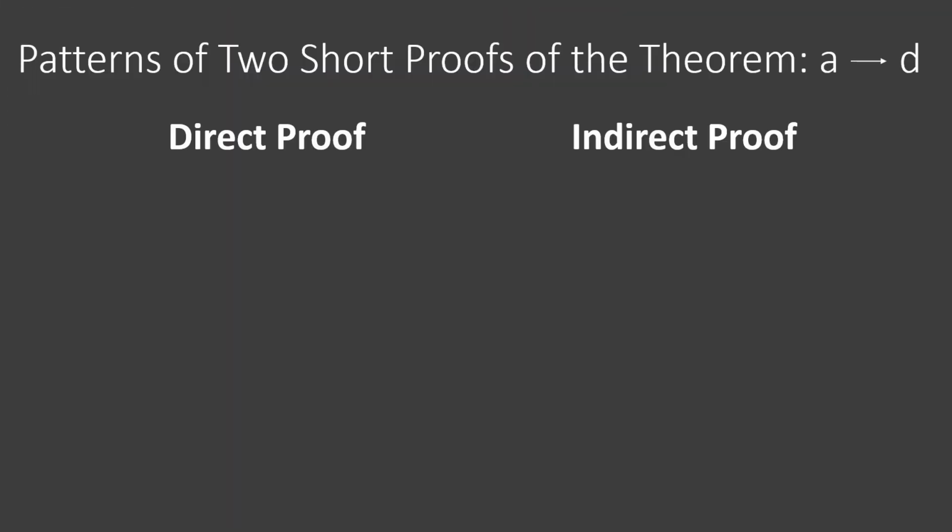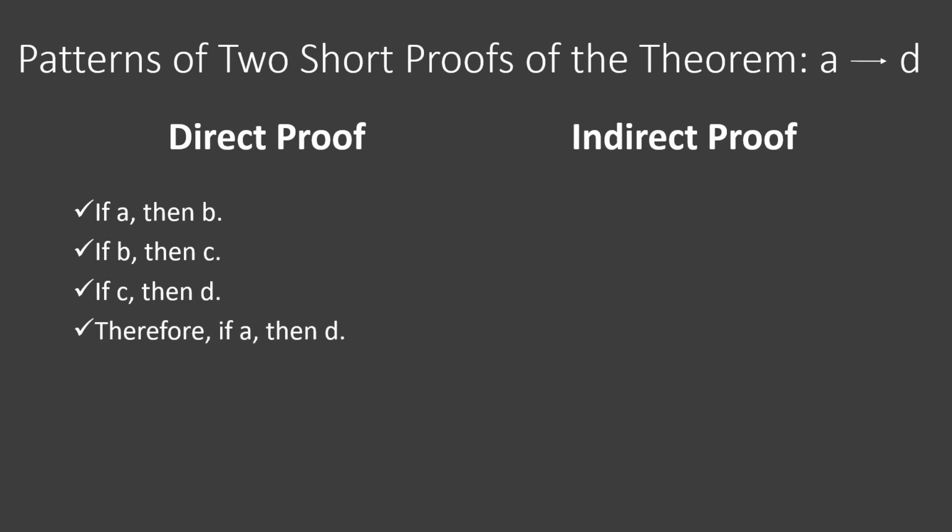So let's look at a pattern of two short proofs of some theorem, if A, then D. Let's do direct proof first because we're pretty familiar with this. So if A, then B, if B, then C, if C, then D, therefore, if A, then D. But how does this apply to an indirect proof?